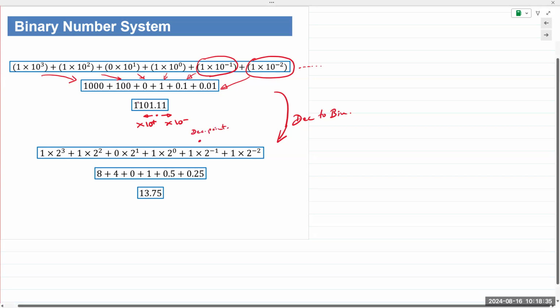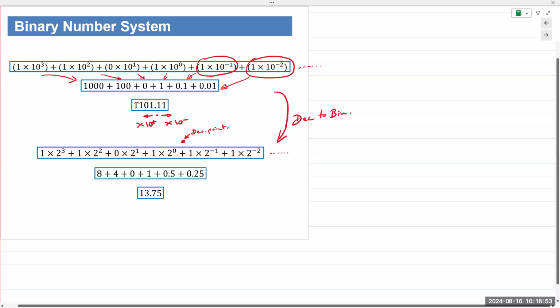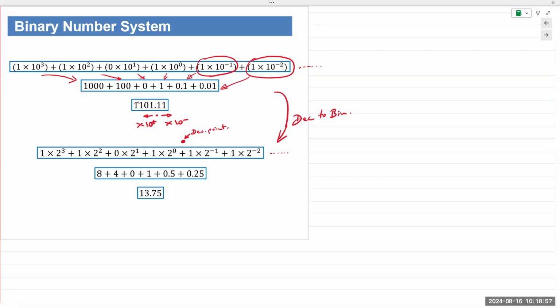Maybe I should say binary point. And it becomes 1 into 2 raised to minus 1 plus 1 into 2 raised to minus 2. And then if we had 3 digits, it would be 2 raised to minus 3, 2 raised to minus 4, so on and so forth on the right side.